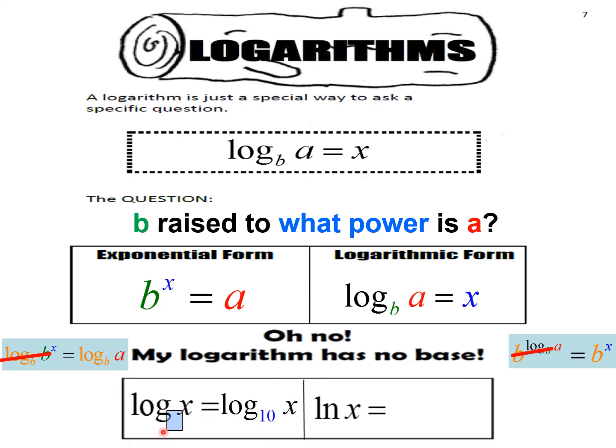So what are we saying? If you don't have a base here, it is 10. You can go ahead and say it's 10. So log of x is the same as saying log base 10 of x. You may not see this much, but natural log, or ln(x), if you see it like that, is going to be the log base e of x. You may see that in more of your science classes, but we definitely introduce it here.